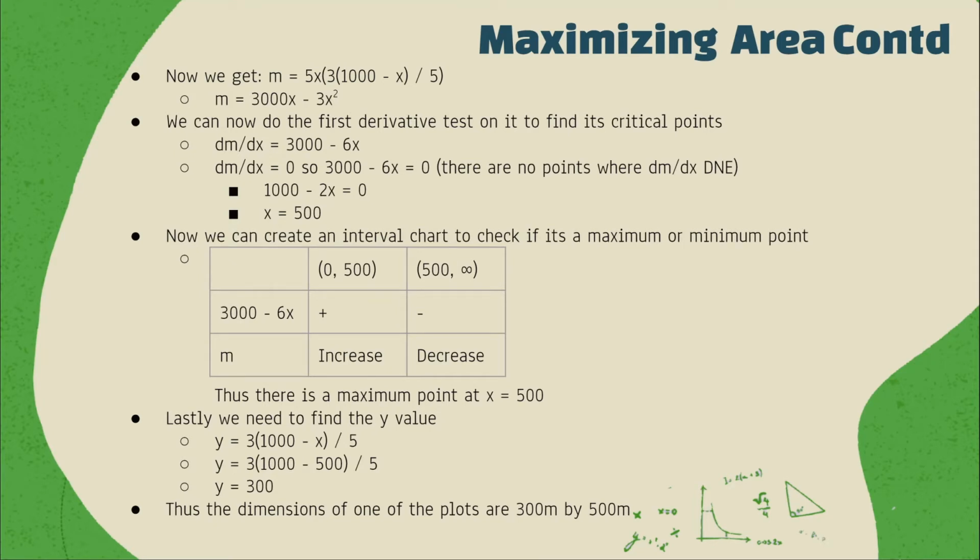So now that we know that x is a max and we need to maximize the area, that means we did the right thing. So now let's solve for y. Here we just substitute 500 in for x and we get y is equal to 300.